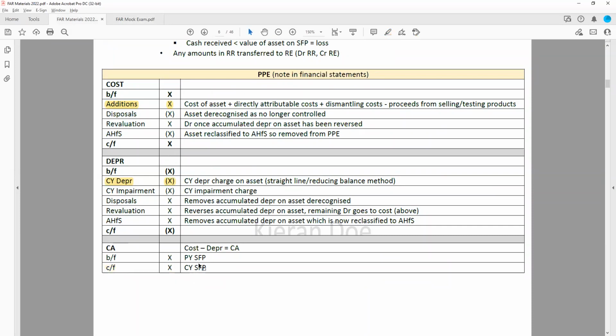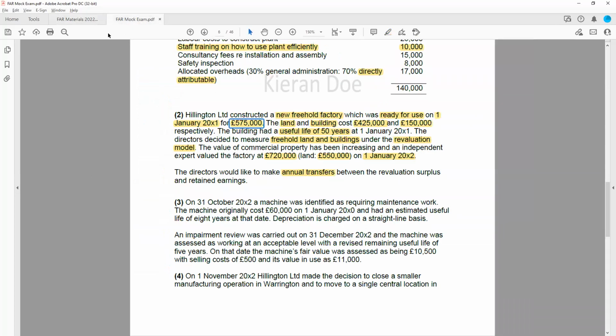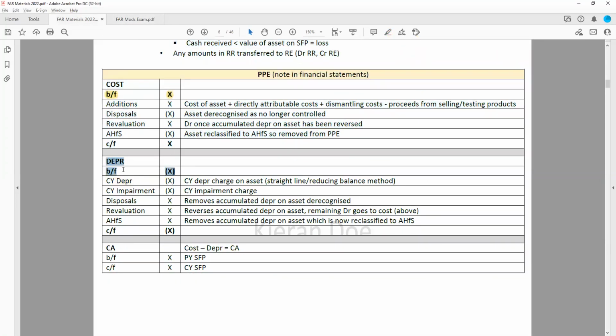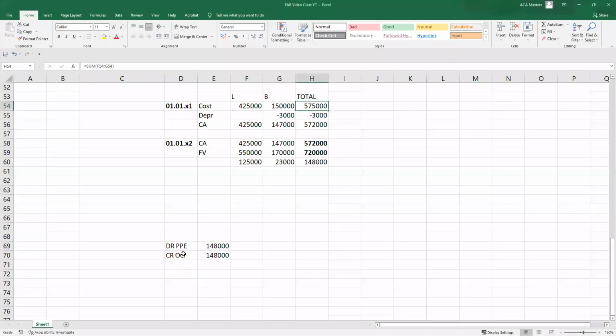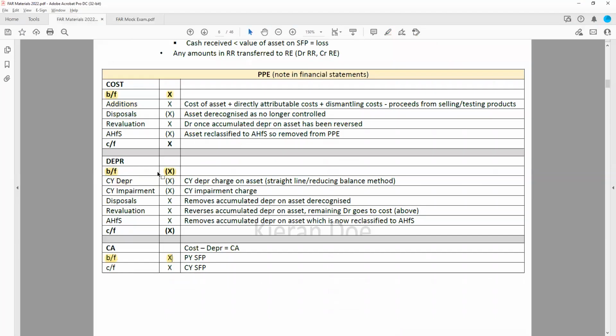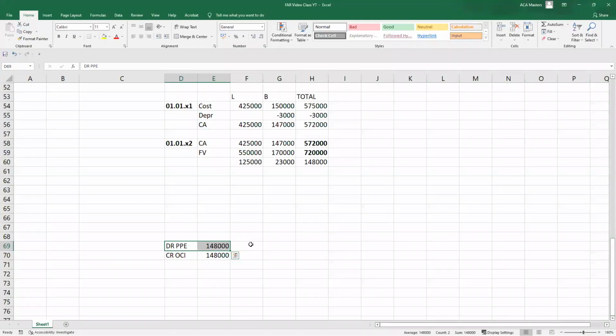So then in the following year, those amounts are the brought forward amounts. You'd have the brought forward cost amount of the 575, brought forward accumulated depreciation, and then the brought forward carrying amount. So you can see it just splits it out between cost and depreciation. So therefore, technically, the way this works, this debit to PPE, it reverses that depreciation first of all, any depreciation on the asset, and then increases the cost amount.